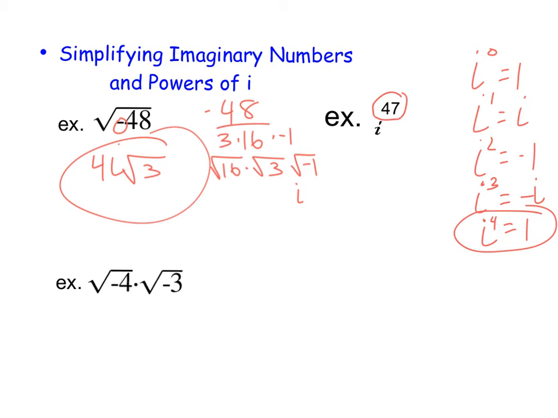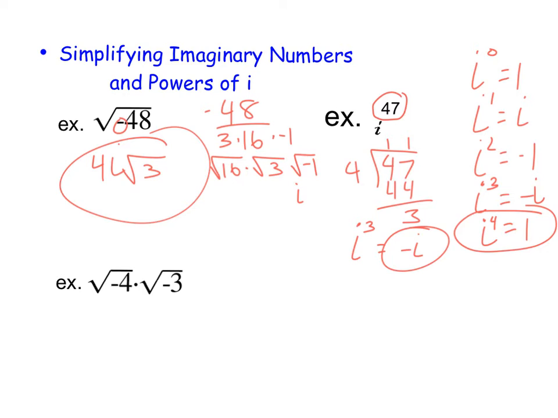So we take out as many i to the fourths as we can. 4 goes into 47 11 times, and there's 3 left over. So that means we take out 11 i to the fourths, and we're left with i to the third. i to the third is negative i.